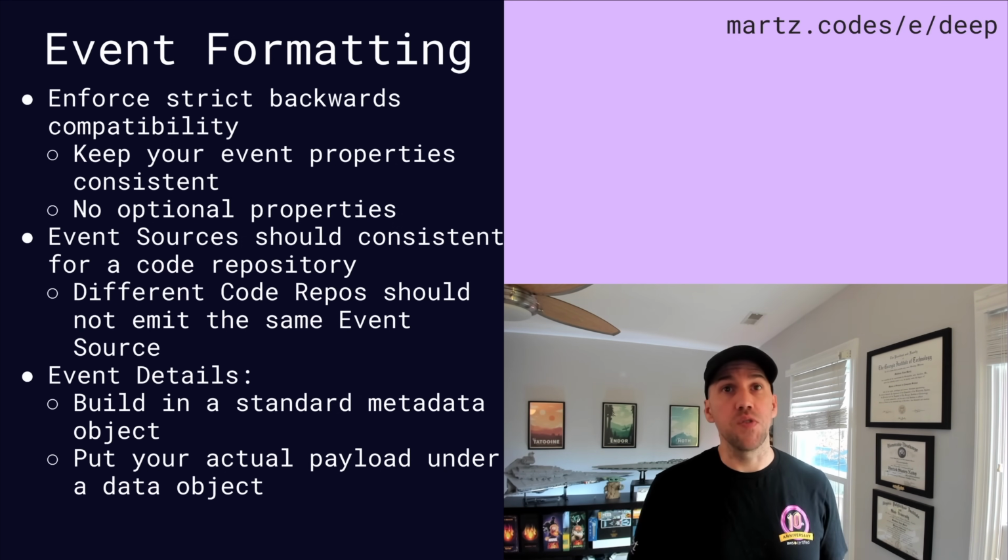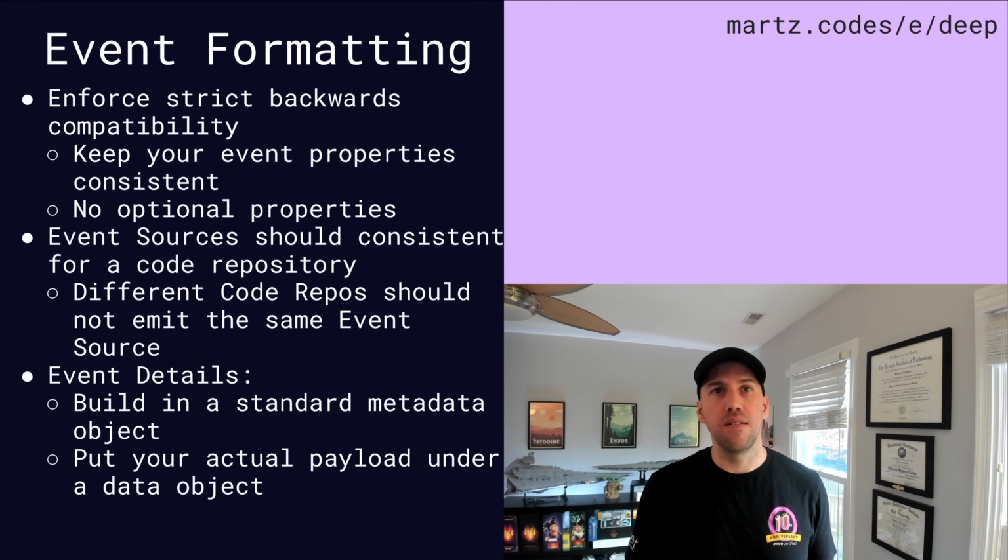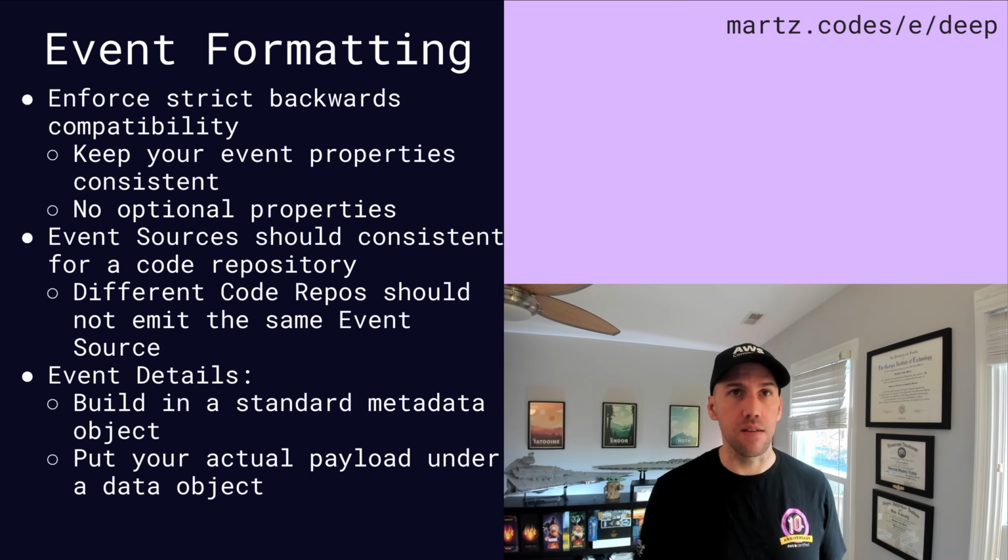Ensure that event sources are consistent within a single code repository. This consistency is key to traceability and manageability of events. Different code repositories should not emit the same event source. Unique sources prevent conflicts and improve clarity in event handling.